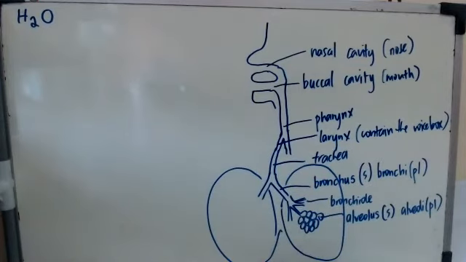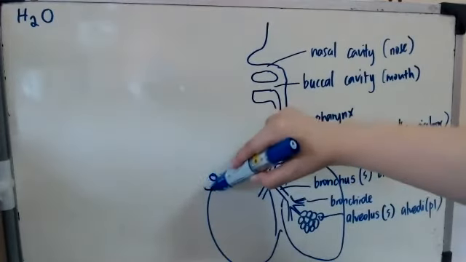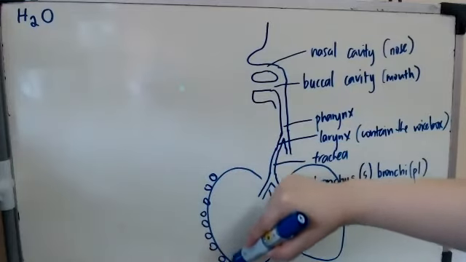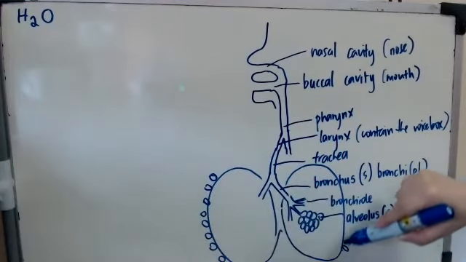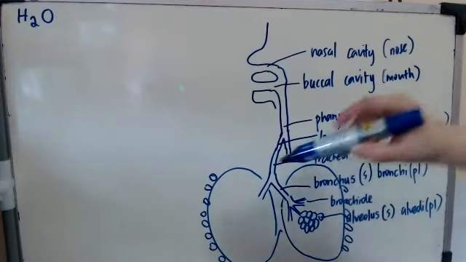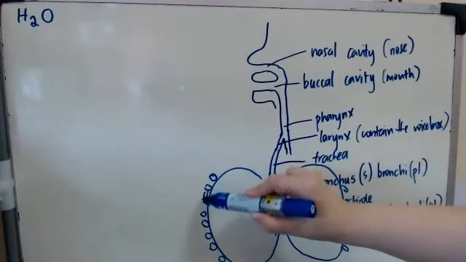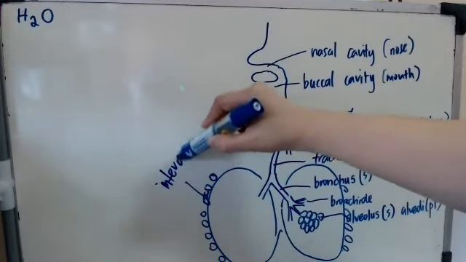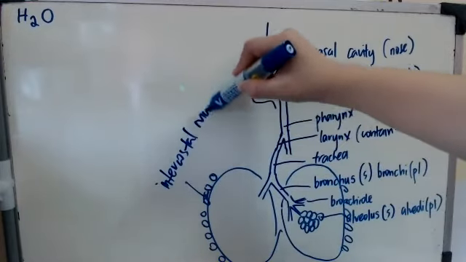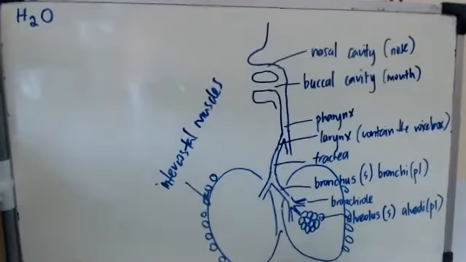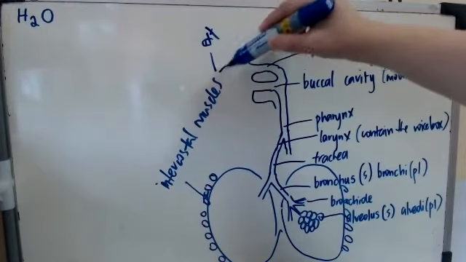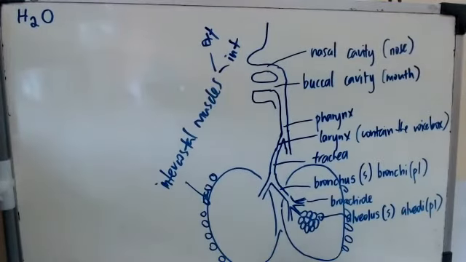Okay, and then it is surrounded by your rib cage made up of bones. In between the rib cage, you have muscles. We call them intercostal muscles. There are two types of intercostal muscles, the external intercostal muscle and the internal intercostal muscle. Okay?